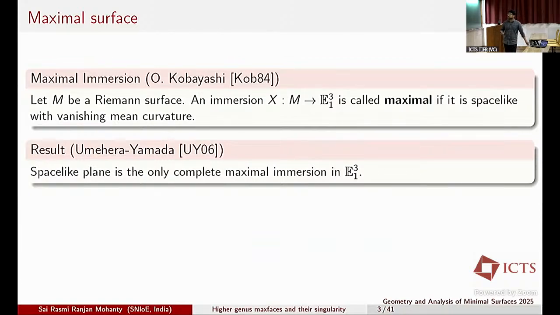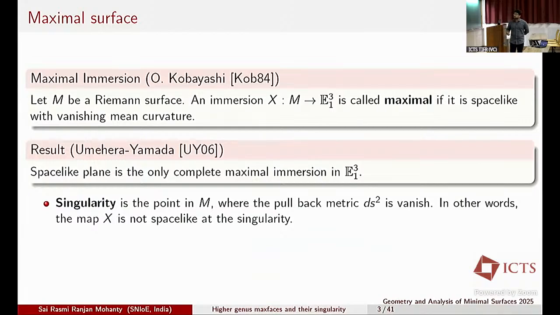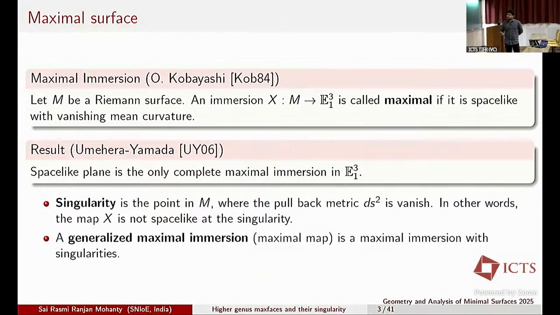in singularities of this surface, because of the Lorentzian nature of the space. Singularities are those points on the Riemann surface where the pullback metric vanishes. In other words, the immersion is no longer space-like at the singular points. This analysis of the singularities is one of the interesting parts of maximal surface theory. In the literature, a maximal surface with singularities is called a generalized maximal immersion or maximal map.